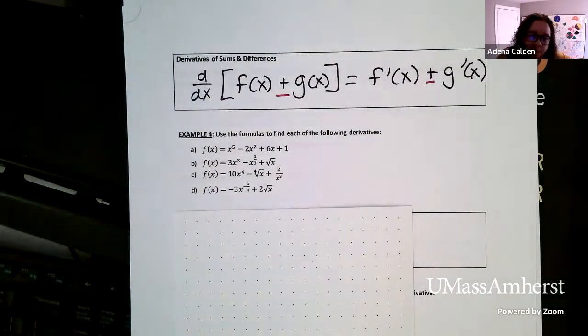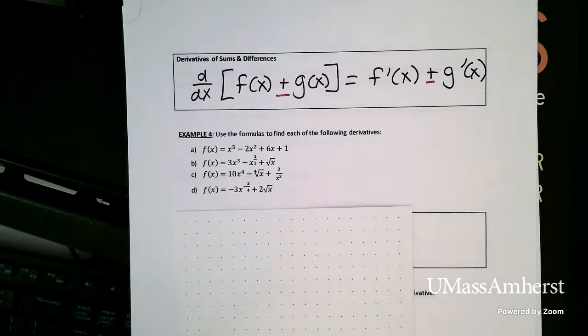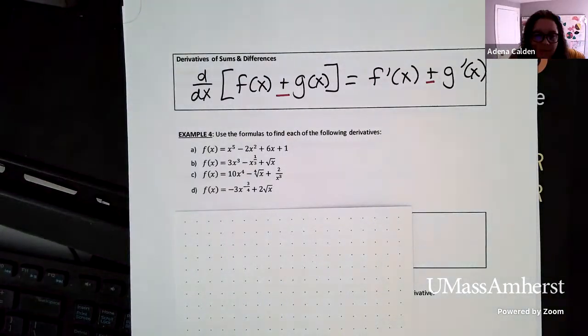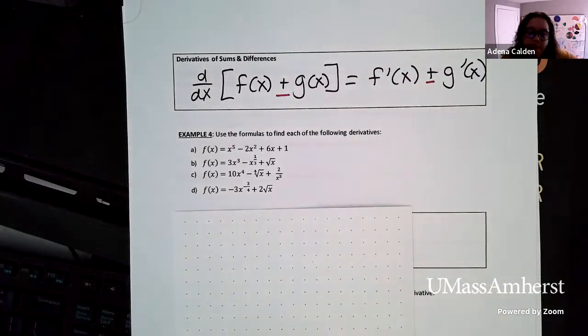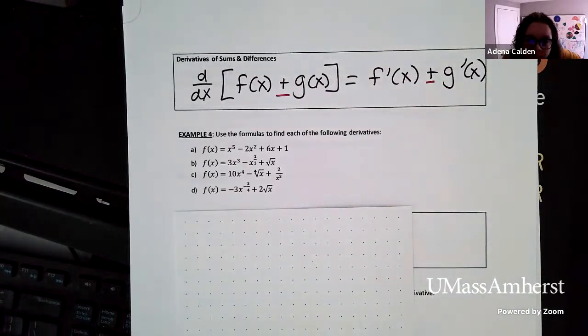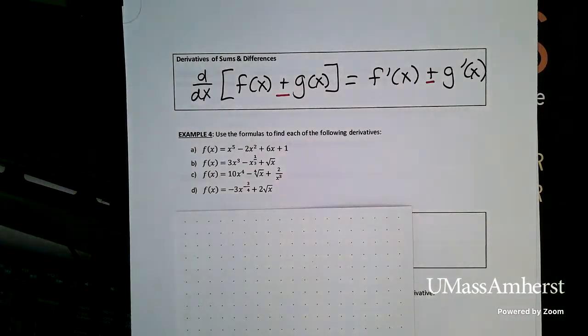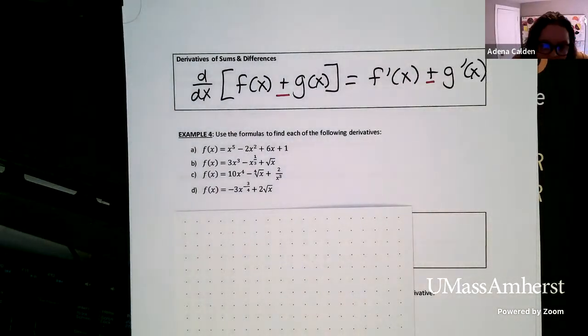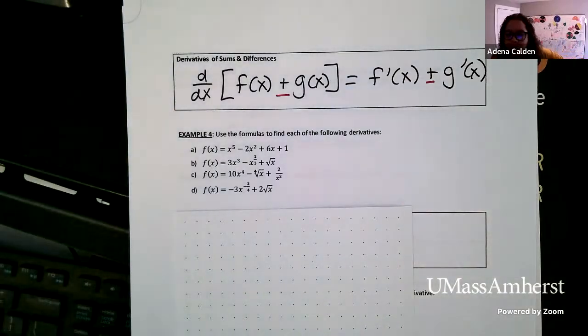For part B, we have 3x cubed minus x to the 1/3 plus the square root of x. For C, we have 10x to the 4th minus the 4th root of x plus 2 over x cubed. And then for part D, we have negative 3x to the negative 3/4 plus 2 square roots of x.